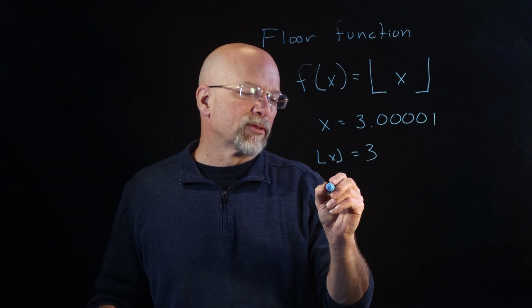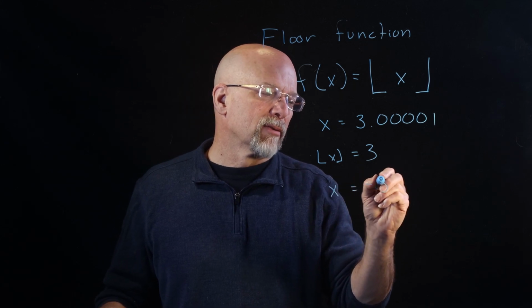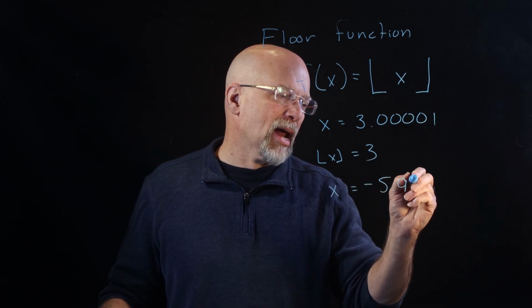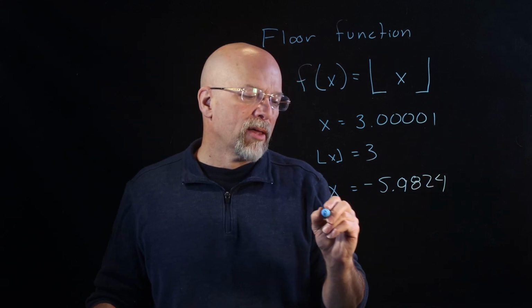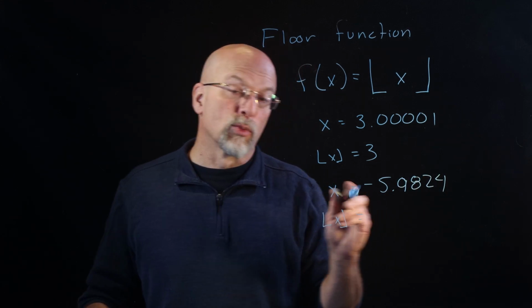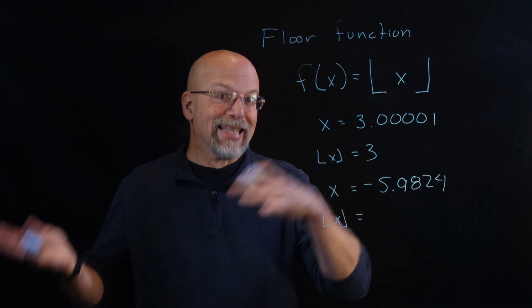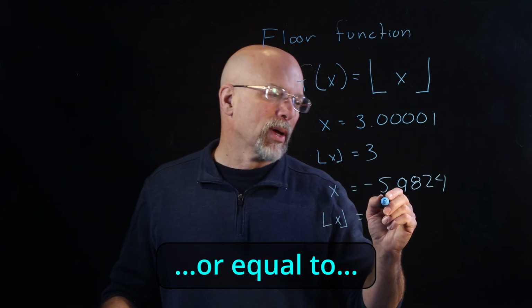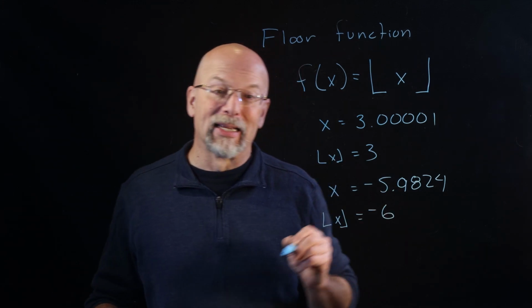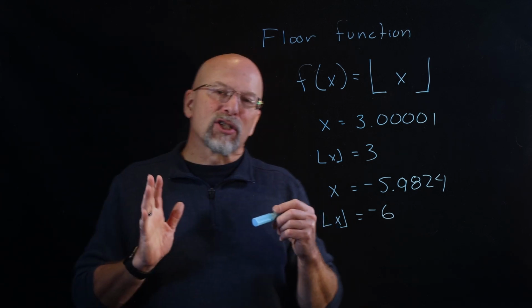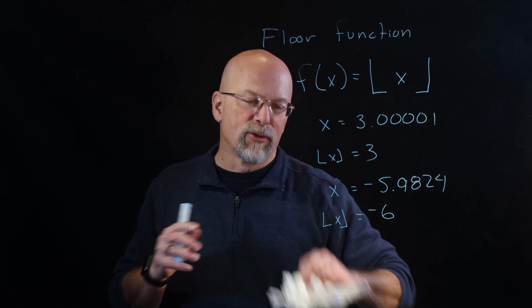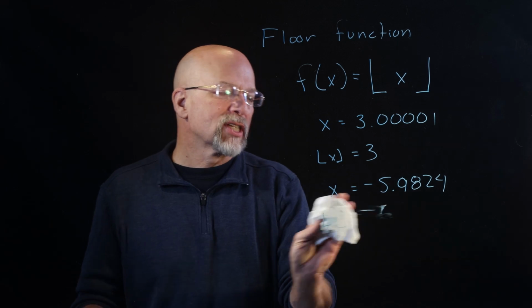It works with negatives too. So if you have x equal to -5.9824, then the floor function of x, what's the largest integer that is less than -5.9824? Well, that's -6, okay? And the graph you get is this weird stair step.